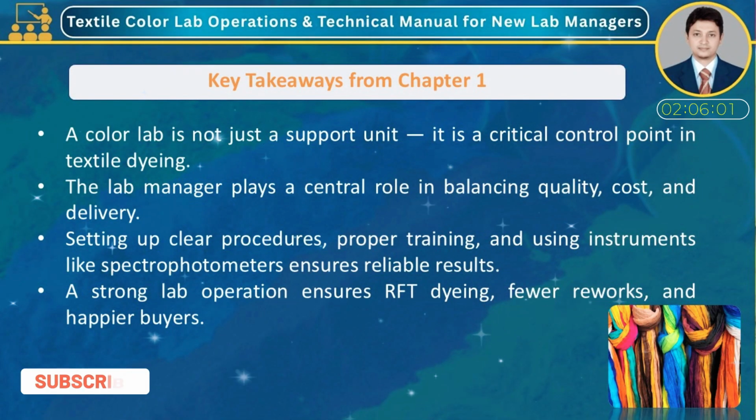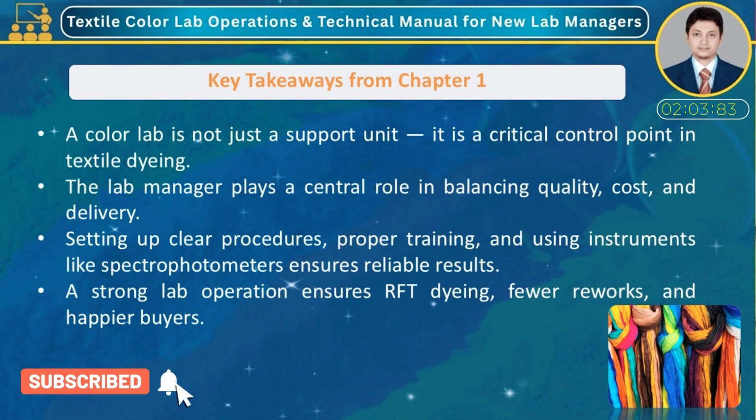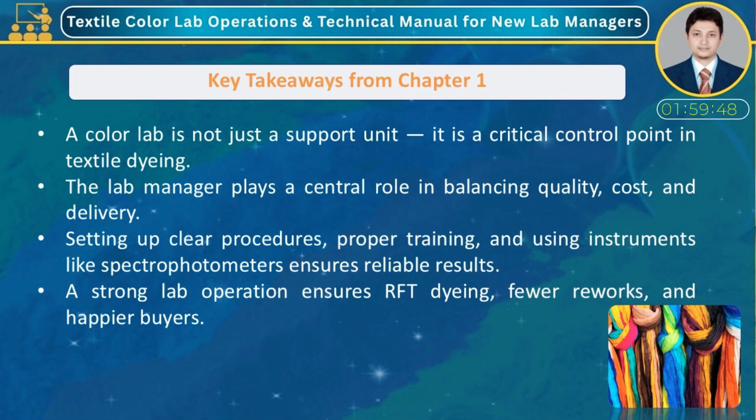To conclude Chapter 1, let's review the key takeaways. First, a color lab is not just a support function. It is a critical control point in the textile dyeing process. The performance of the lab directly impacts quality, efficiency, and customer satisfaction.